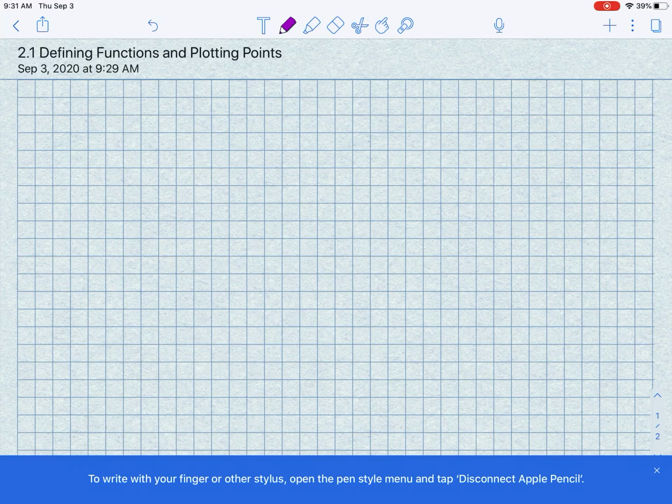Today we're going to talk about defining functions and plotting points. So this is your part 1 to introduction into functions. So let's just have a quick refresher on plotting points first. Remember, when we are plotting points, you have an x and a y. Remember, the x value is always first and then our y value.